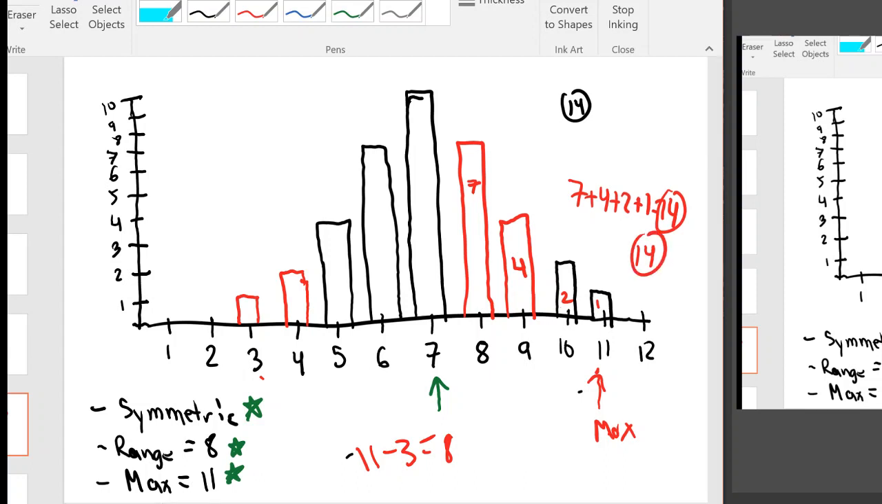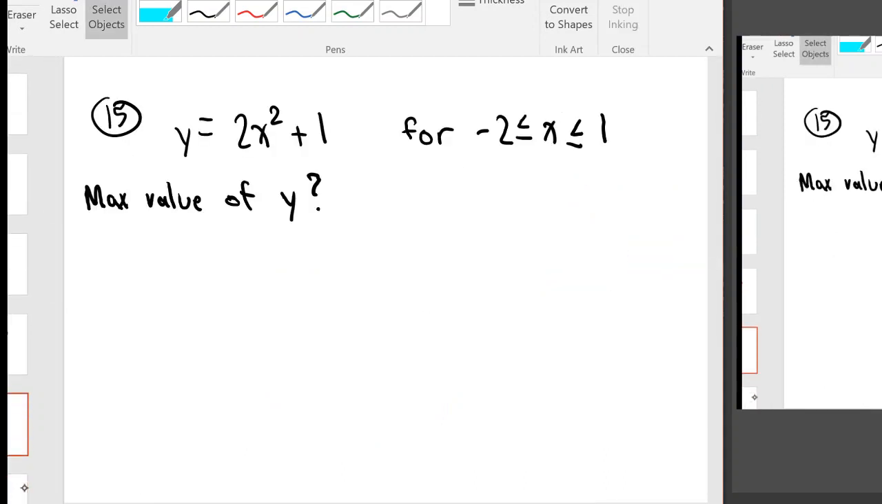Okay. Number 15, last one we're going to go over. Oh, nice. y is equal to 2x squared plus 1 for negative 2 is less than or equal to x, which is less than or equal to 1. So in this case, what they're saying is you have 5 options, negative 2, negative 1, 0, 1. Or sorry, 4 options. Okay? And which one is going to give you the biggest value?